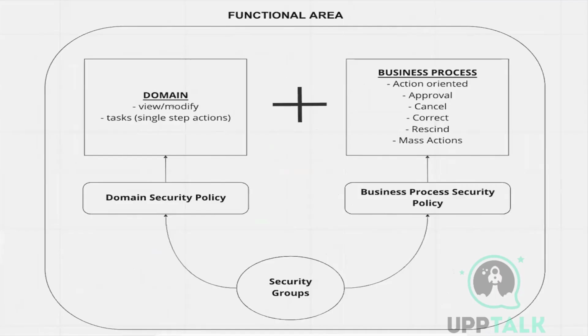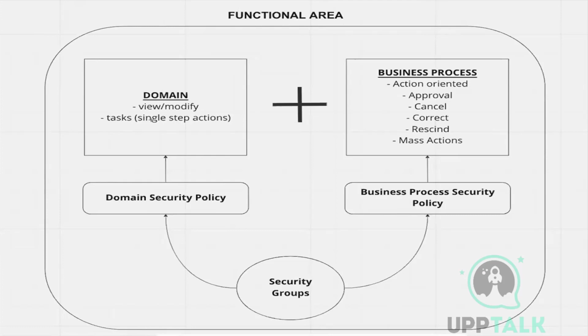The domains give you view and modify access to tasks or worker information. Tasks are nothing but single step actions like update a photo, change your photo. Change would be like an action step, but adding a photo would be a task, right? Uploading a document would be a task, right? There are many tasks and there are many different business processes. There's a difference.